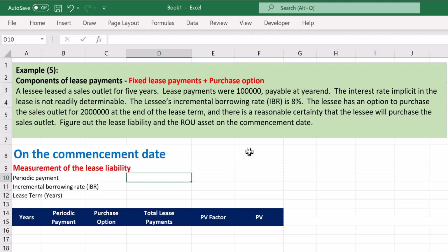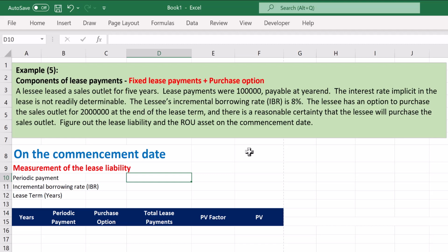The interest rate implicit in the lease is not readily determinable. The lessee's incremental borrowing rate is 8%. The lessee has an option to purchase the sales outlet for $2 million at the end of the lease term, and there is a reasonable certainty that the lessee will exercise the purchase option. Figure out the lease liability and the right-of-use asset on the commencement date.